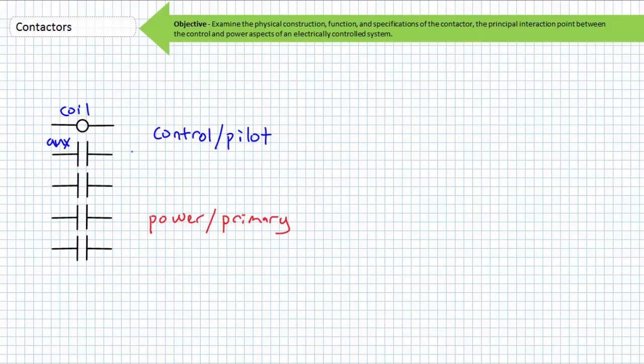This is the schematic symbol for a contactor. These are the normally open power contacts from L1 to T1. These are the normally open power contacts from L2 to T2. These are the normally open power contacts from L3 to T3. A contactor is specified by the number of power contacts. It does not include the coil or any associated auxiliary contacts.